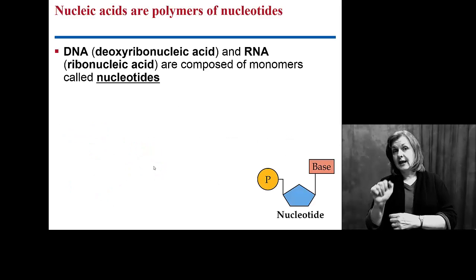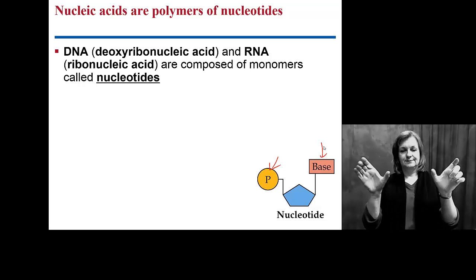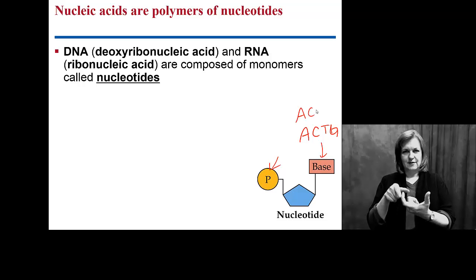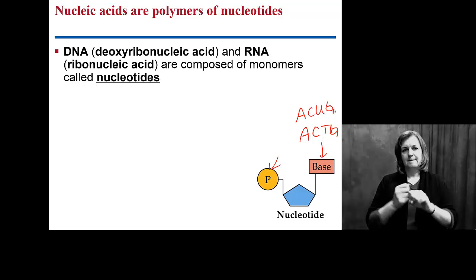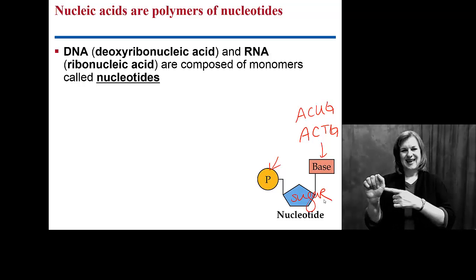Nucleotides have a very basic structure: a phosphate, a base, and a sugar. The base is A, C, T, or G, or if you're talking about RNA, it's A, C, U, or G. It's pretty simple, right? There's not much to it.